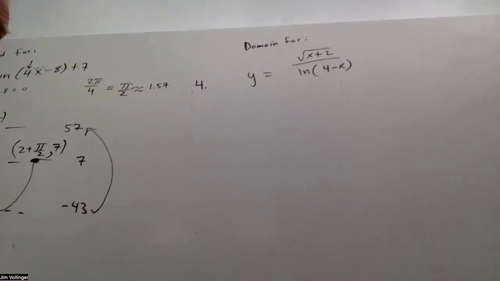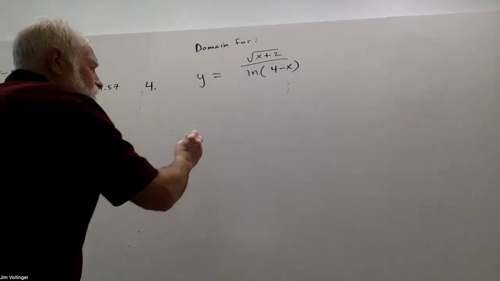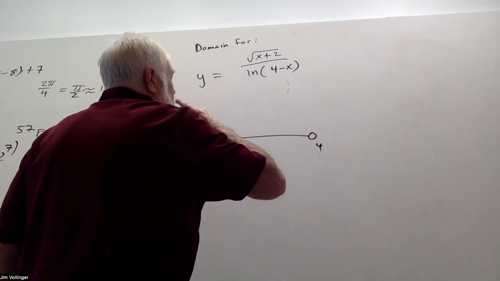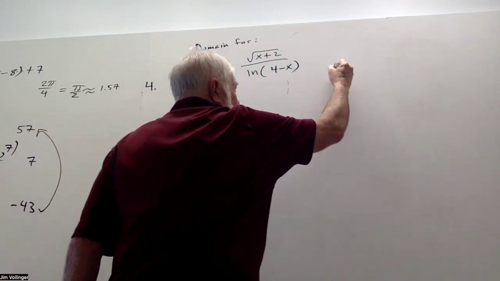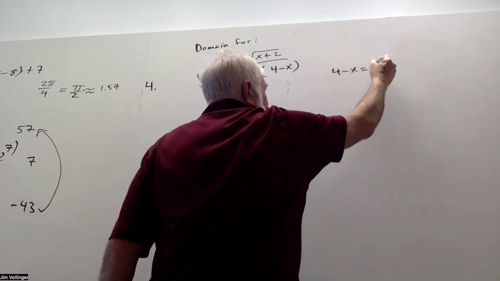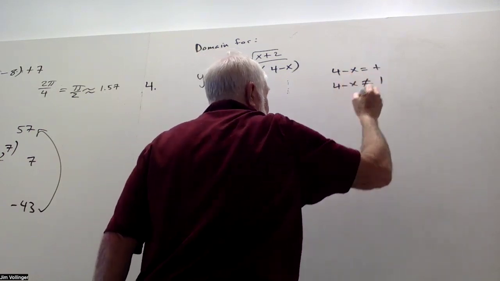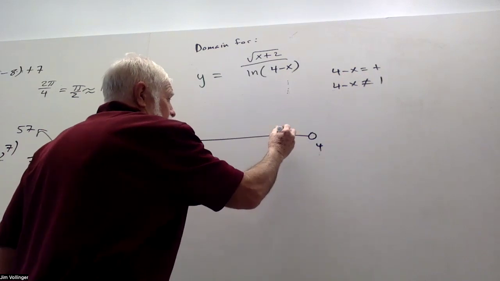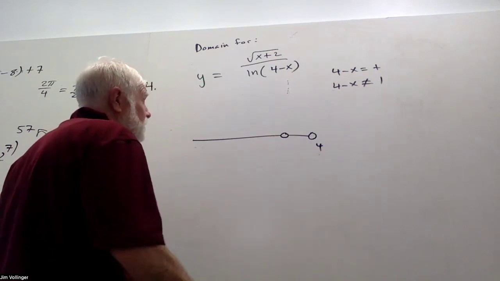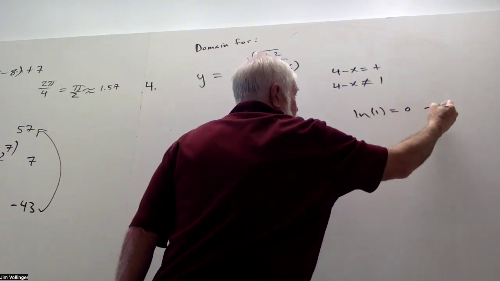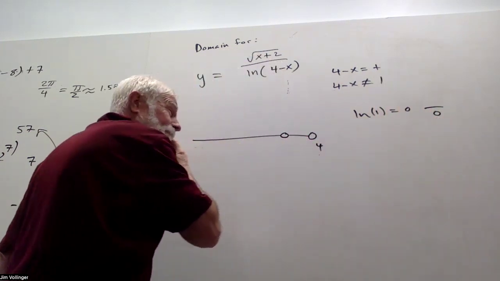All right, we're looking at domain. Well, let's look at the critical numbers. I can't use 4. This has to be positive. 4 minus x has to be positive. 4 minus x can't equal 1. So 3. 3 is not a nice number because ln of 1 is 0. Then we cannot divide by 0.